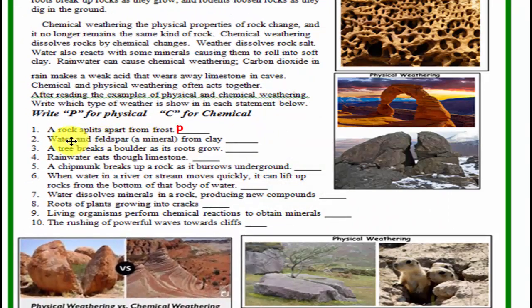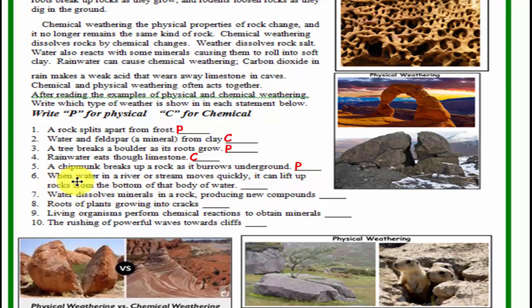Okay, welcome back. Let's see what we have here. Number 2, we have water and feldspar, that's a mineral, turning to clay. What is causing that? That's going to be chemical. Number 3, a tree breaks a boulder as its roots grow. That's going to be physical. Rainwater eats through limestone. Chemical. A chipmunk breaks up a rock as it burrows underground.